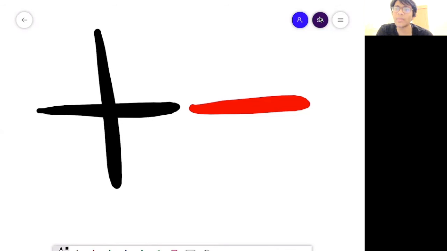Hi everyone, let's talk about positive and negative numbers. A lot of people mess up in this area because it can be hard and it can be confusing. So let's talk a little bit about them.